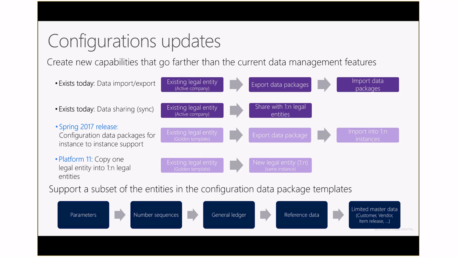The scope is parameters, number sequences, ledger, reference, and some limited master data. For copy legal entity, it's pretty much anything that you can export and then import, you can copy. If you can't export it or you can't import it, you shouldn't expect that the copy will do anything better than that. We are using the existing export-import framework with some special performance enhancements to make sure that it goes fast. But again, if you can't export it or you can't import it, you can't copy it. On the other hand, if you can import it or export it, you can copy it. So that's what we did.